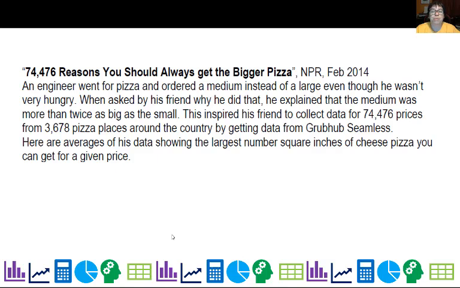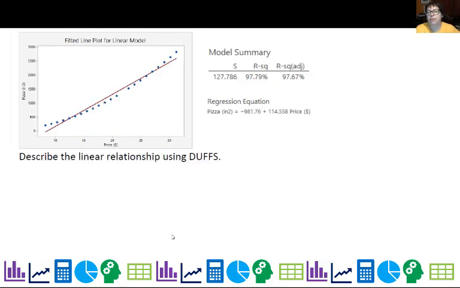This inspired his friend to collect data for 74,476 prices from 3,678 pizza places around the country, and he used Grubhub Seamless to get the data. So this is real data. And what I did is I put together the averages showing the largest number of square inches of pizza you could get for a given price on average.